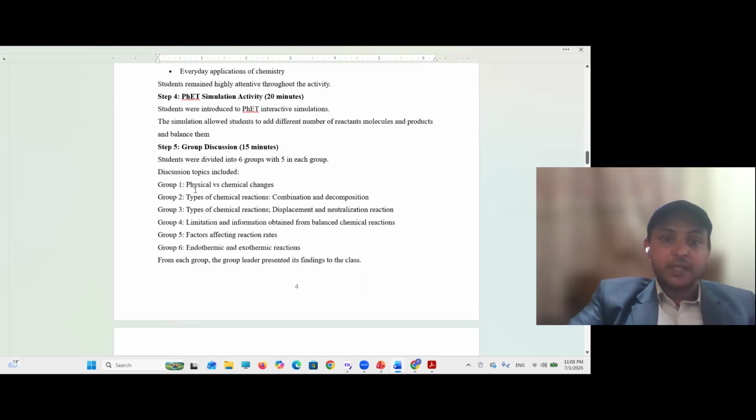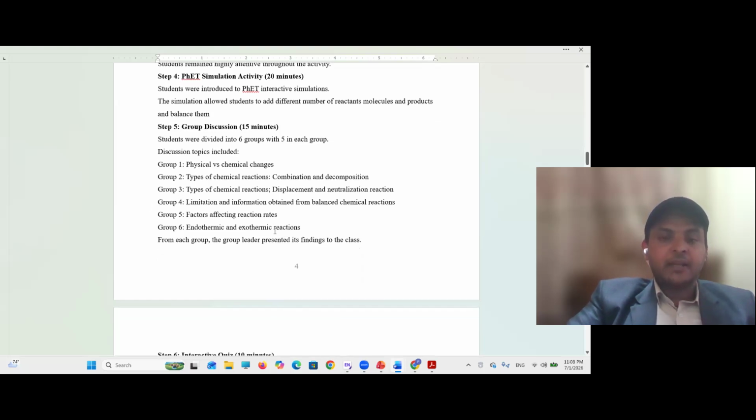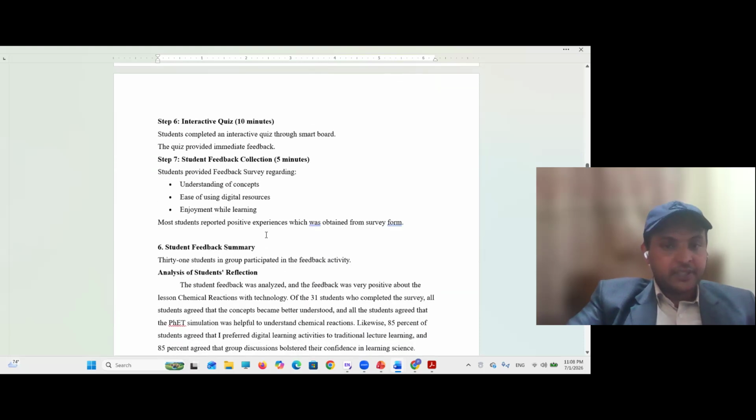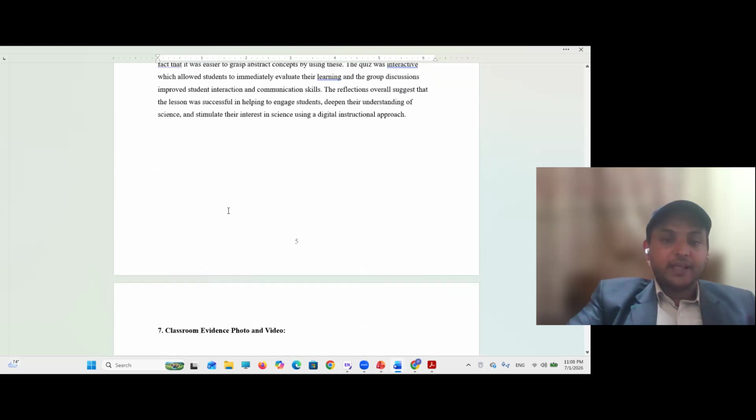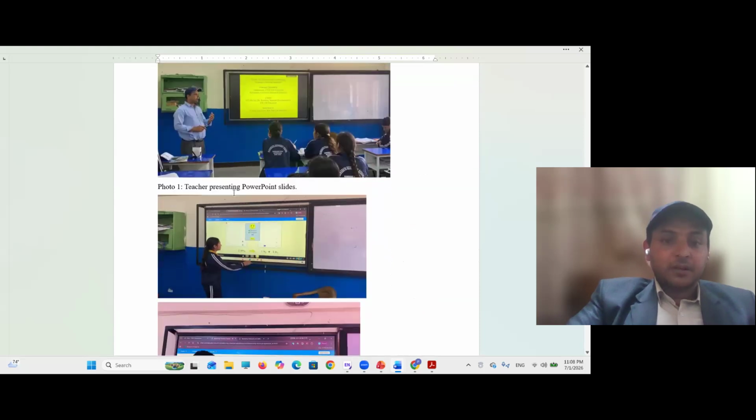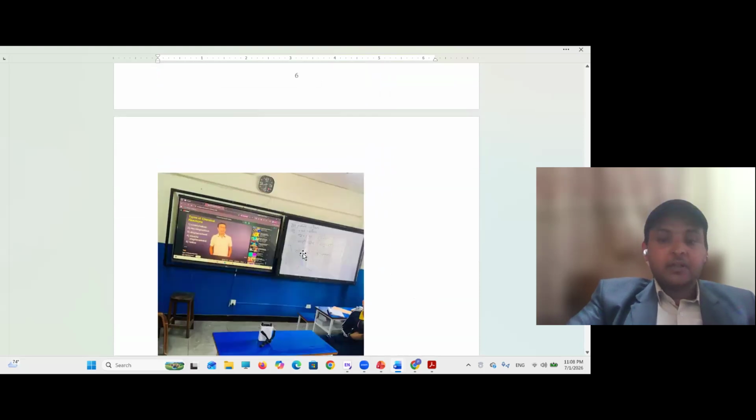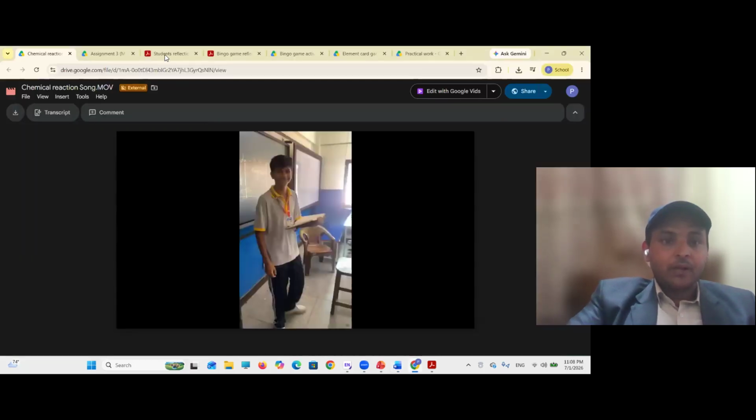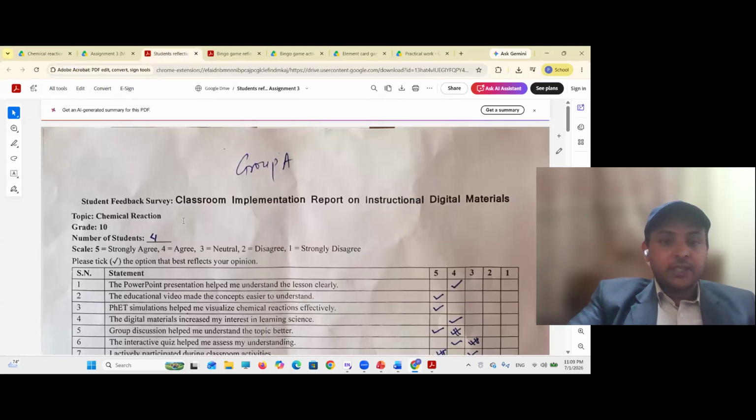Group one is presenting and discussing physical and chemical change. Group two is on types of chemical reaction, especially combination and decomposition reactions. In this way, different groups are assigned different activities. After doing the activities, students' reflections were taken. I want to show you one reflection activity, what the students said while doing this activity.